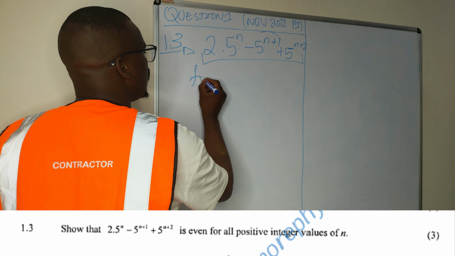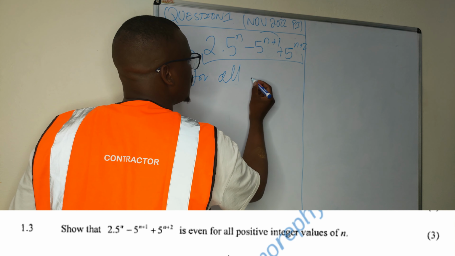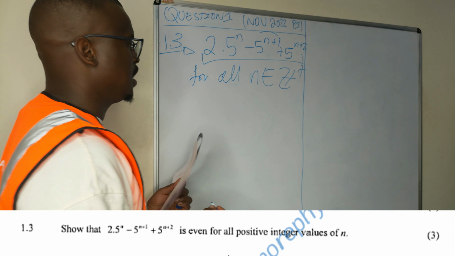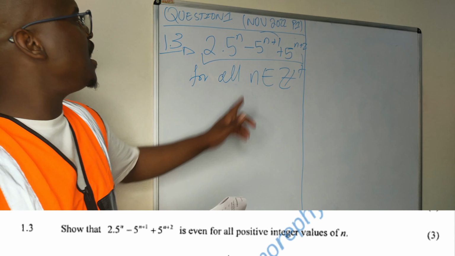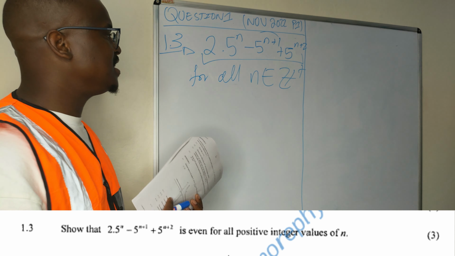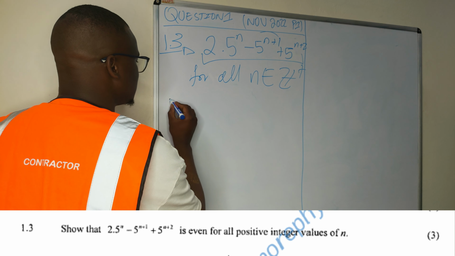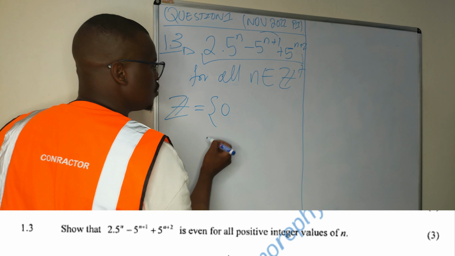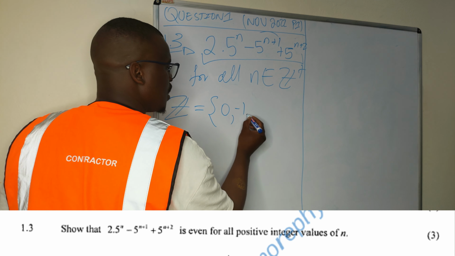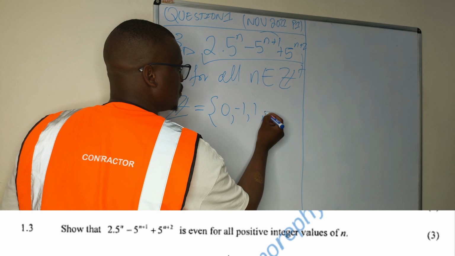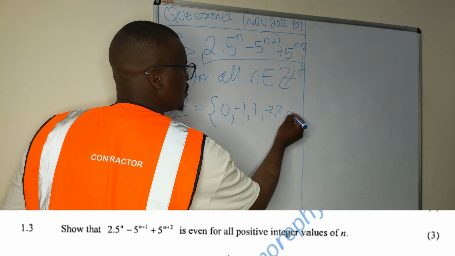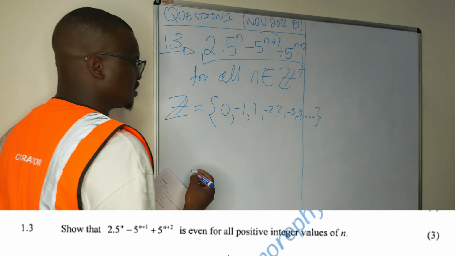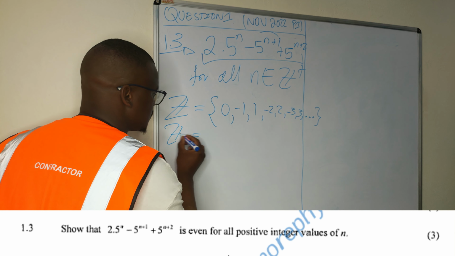So for all positive integers of n. That's what they want us to do. For all n is a positive integer. You know what integers are, right? Integers are these numbers here. Is 0, minus 1 and 1, minus 2 and 2, minus 3 and 3, and so on. These are the integers.